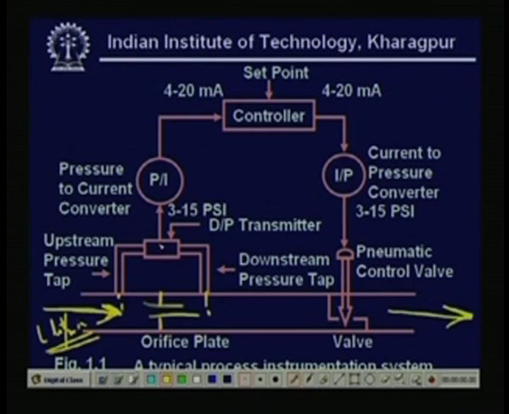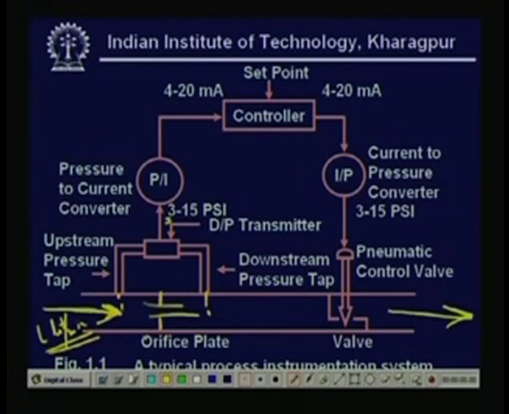Now, this DP transmitter, according to the flow, gives a pneumatic signal of 3 to 15 psi. PSI means pounds per square inch. Even though nowadays it is an SI system, in some cases people find PSI more convenient. While we solve problems we will use the SI system, but industry still uses this type of unit. It is not a problem. Now, this 3 to 15 psi varies: for almost no flow, I will get 3 psi of pressure, and for full flow of the liquid, I will get 15 psi.